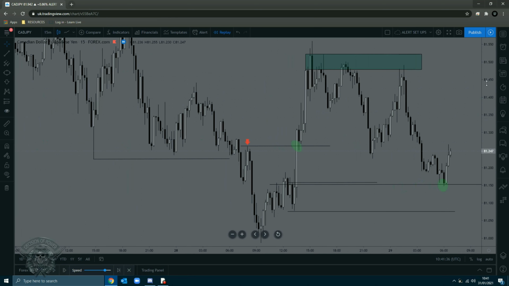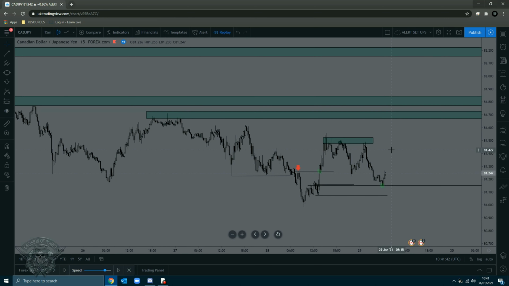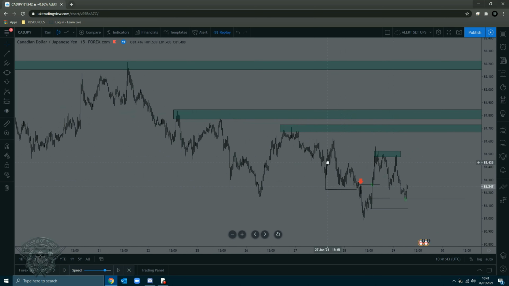So zoom out on your charts, zoom all the way out and get an idea of what's going on in actual price. In this case, we've had a move down.